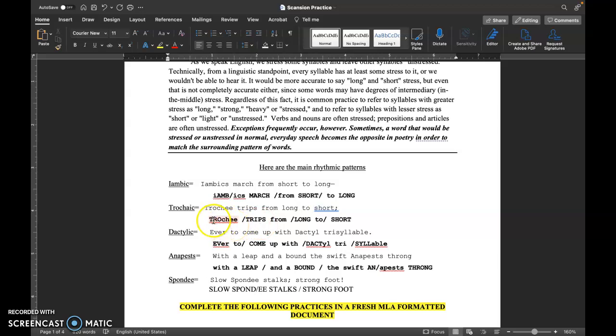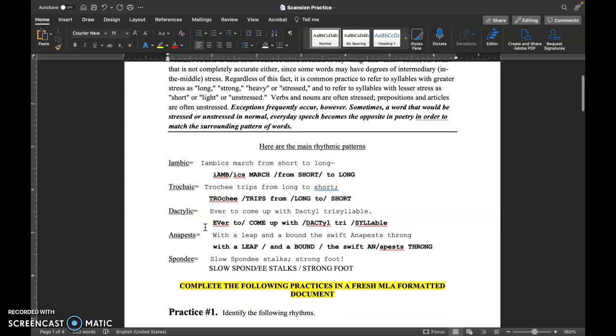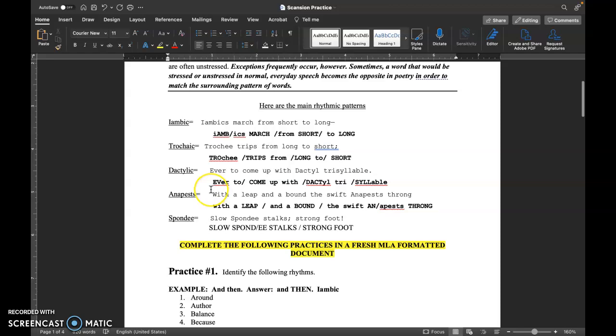You can even hear these strongly accented syllables: the tro, the trips, the long, and the short. Then dactylic is going to be "ever to come up with dactylic trisyllable." So the ev, the come, the dact, and the sil, those are all stronger. And then the next one is anapests. So "with a leap and a bound, that's with anapests throng." You can even hear it. Leap, bound, and throng, those are all strongly accented.